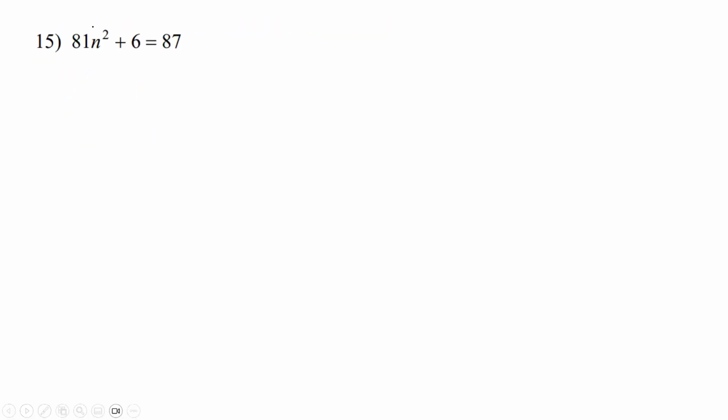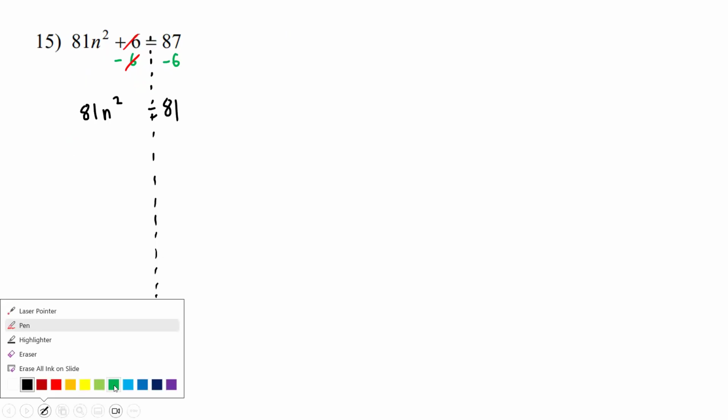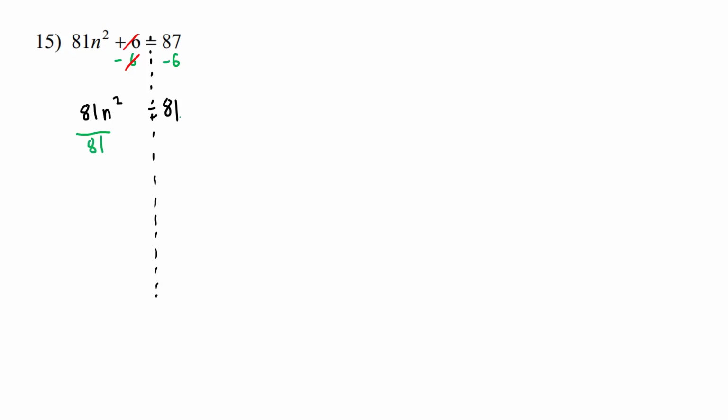Here, same thing. I need to take care of the 6 and the 81 first, and the square is going to be last. So my first step is I'm going to subtract 6 from both sides. Plus 6 minus 6 cancels out. You get 81 n squared is equal to 87 minus 6, which is 81. Take care of the 81 on that side. The opposite of multiplying by 81 is dividing by 81. 81 divided by 81 cancels out on this side, and then we have n squared. 81 divided by 81 is 1.